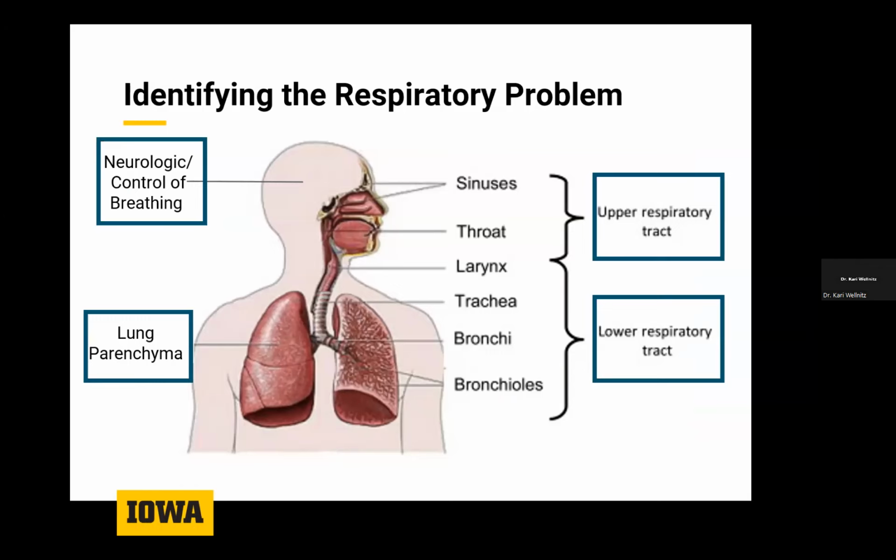When we're thinking about respiratory problems, it can be helpful to talk about what the actual underlying issue is. Is it a neurologic control of breathing problem, such as if they have increased intracranial pressure? Is it a lung parenchyma problem, like pneumonia? Or is it something that may be an upper respiratory tract problem like croup, or lower respiratory tract problem like asthma? And so we're going to just go through some of the more common things that we see in children.